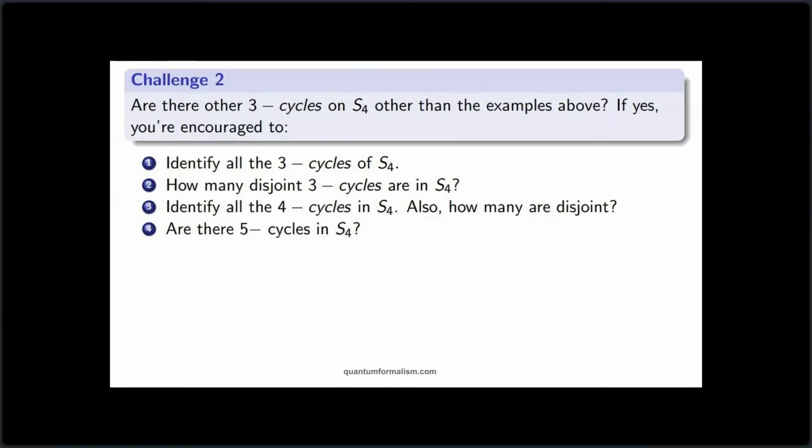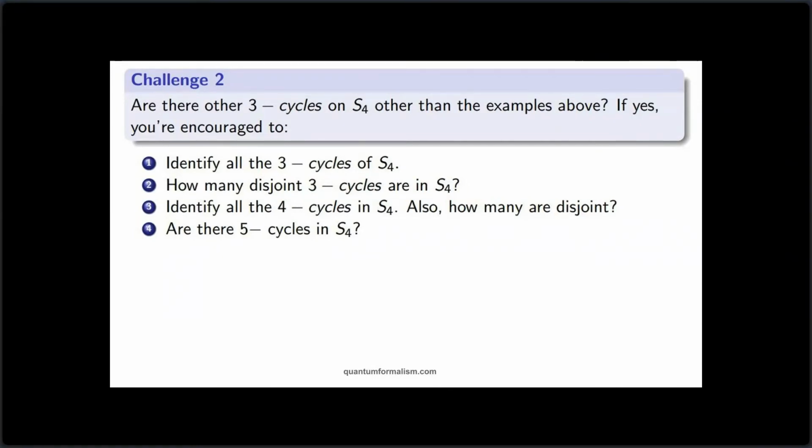And the second question is, how many disjoint 3 cycles are there? The third challenge is to identify all 4 cycles in S4, if there are any. Why not? S4, 4 cycles, or is it nonsense? Well, have a look. And how many are disjoint, if any? And the final question is, are there 5 cycles in S4?